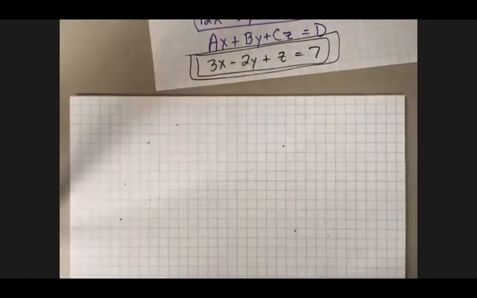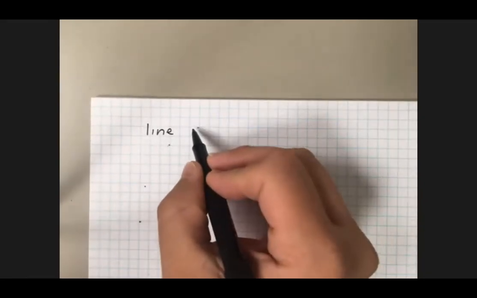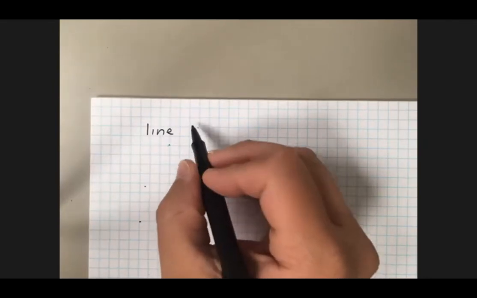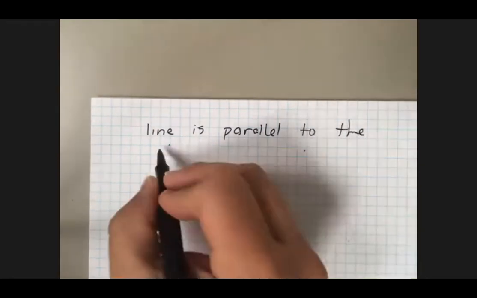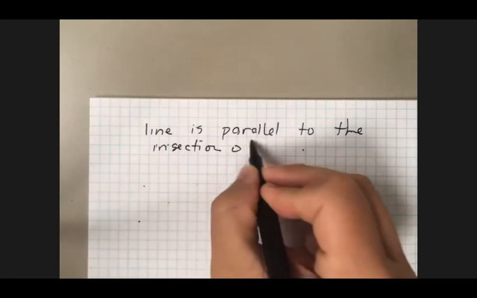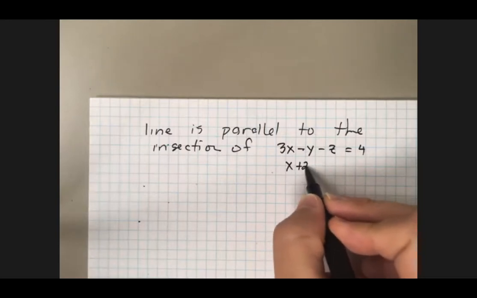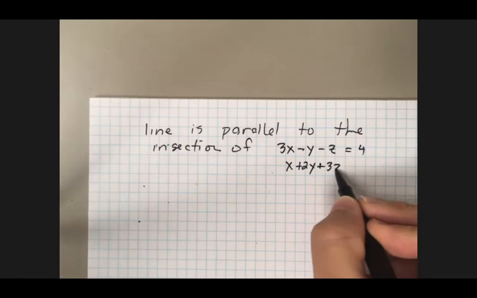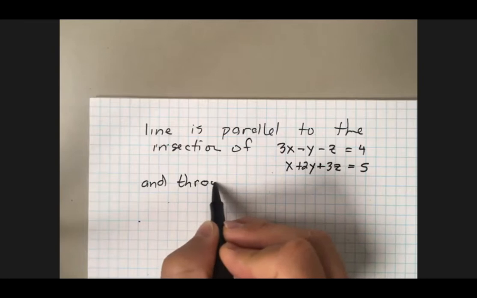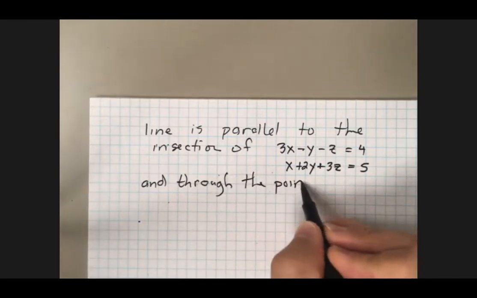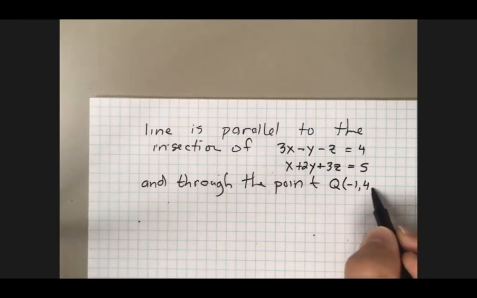Let's do another problem. Let's find the line that is parallel to the intersection of 3x minus y minus z equals 4, x plus 2y plus 3z equals 5, and through the point, let's call it Q, minus 1, 4, 7.